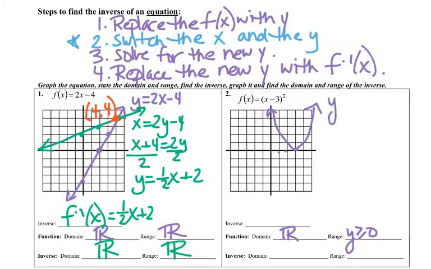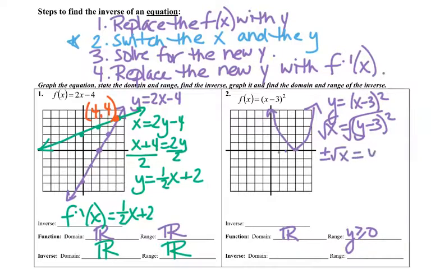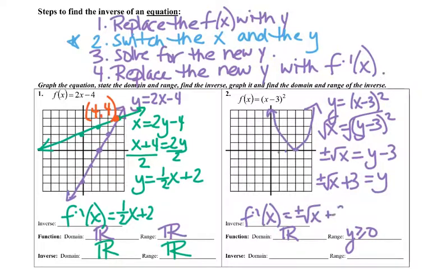If I want to find the equation of the inverse, I'm going to replace the f of x with y. I'm going to switch the x and the y and solve for the new y. So when I square root both sides, plus or minus root x equals y minus 3. And if I add 3 to both sides, that is the equation of the inverse function. So f inverse of x is plus or minus root x plus 3.